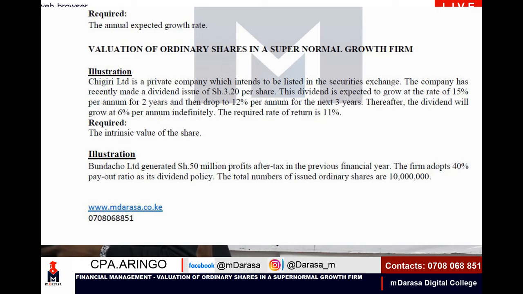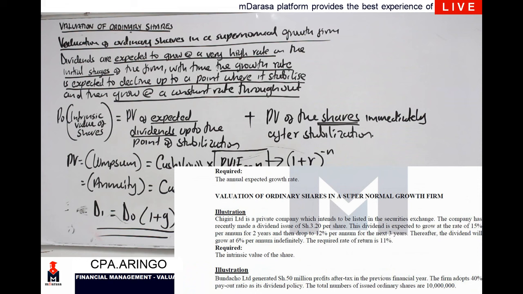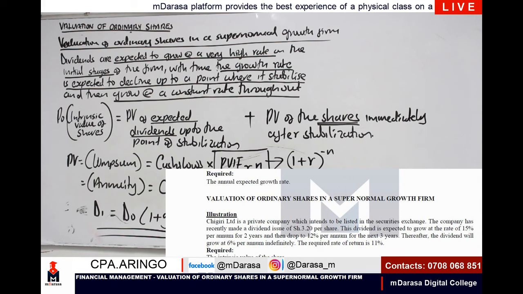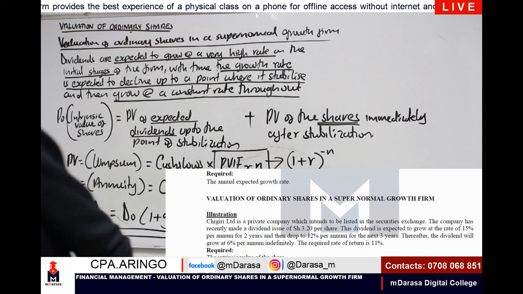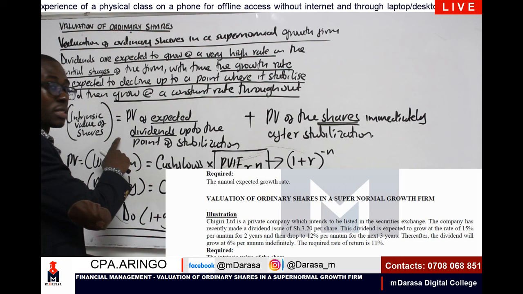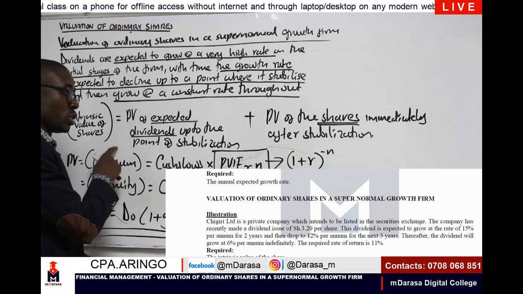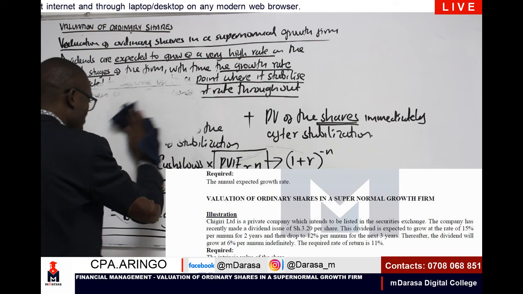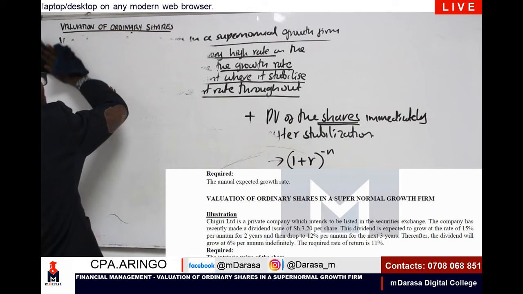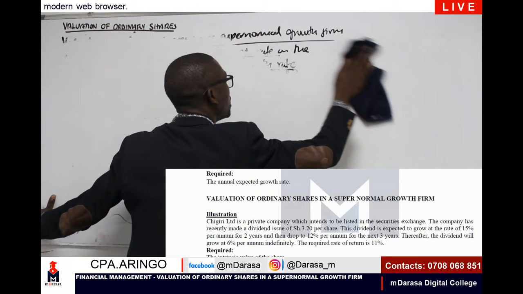Very important concept and detail that I'm given there. So we are required to determine the intrinsic value. Let me squeeze this question down there; I'm more interested in the details. Always, my good students, the first thing that you need to do is to make sure that you have this formula at the back of your mind. Once you have the formula, then identify the rates that you're given there. Because here you can see that the question clearly depicts characteristics of a supernormal growth firm.